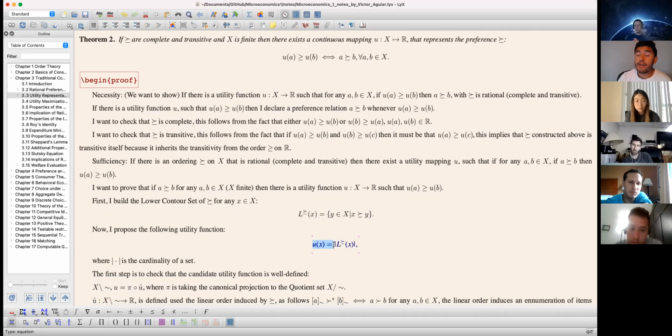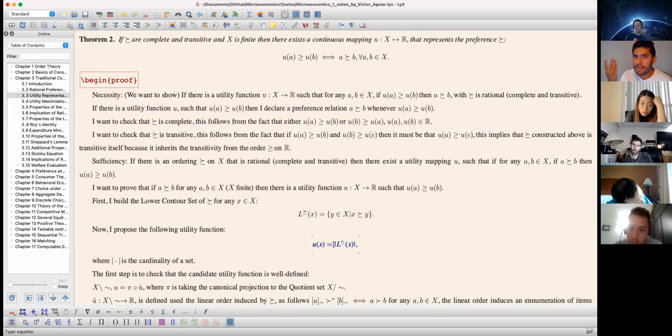Now, here's where I use finiteness of the set. I define the utility of any item X as the cardinality. What is the cardinality of a set? I just count the elements there, right? As the cardinality of the lower contour set. Okay?